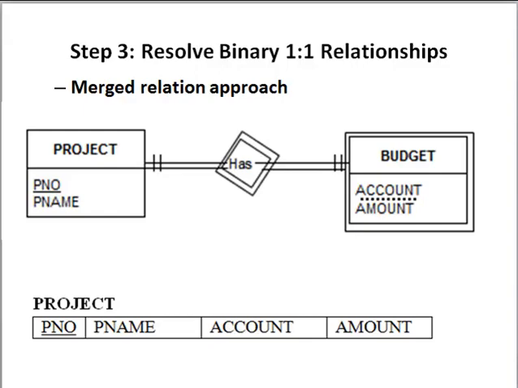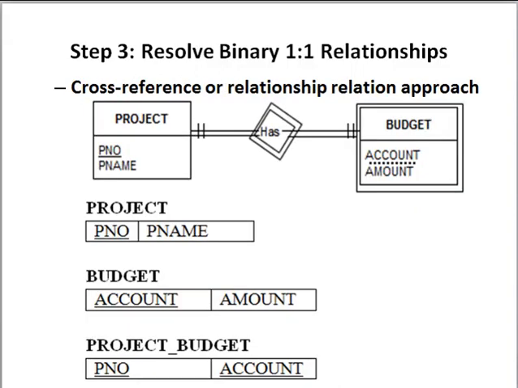And we only do this, however, when there is what is known as a total participation constraint on both sides of the relationship. So in this case, for example, a project cannot exist without a budget. A budget cannot exist without a project. So this merged approach is very appropriate. So what I do is create one relation called project and just put all the attributes in there from both entities. Here's another example.